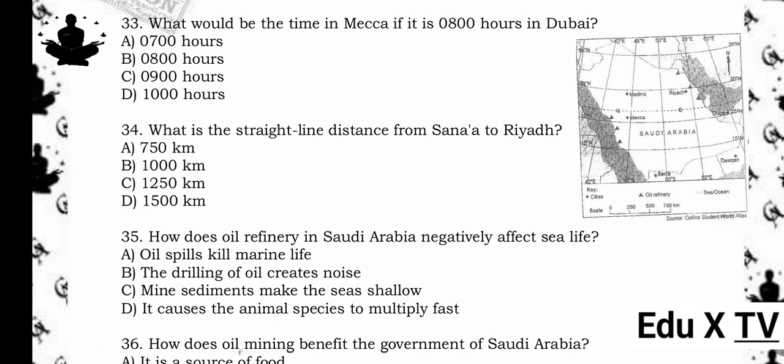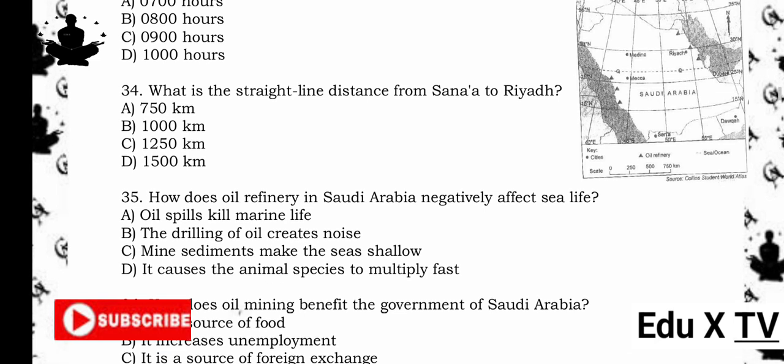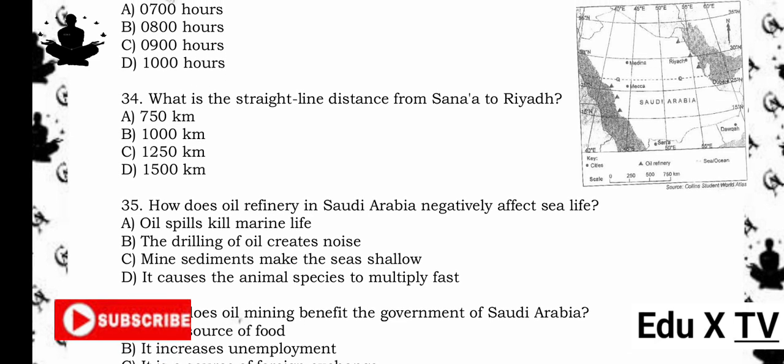35. How does oil refinery in Saudi Arabia negatively affect sea life? A. Oil spills kill marine life. B. The drilling of oil creates noise. C. Mine sediments make the seas shallow. D. It causes the animal species to multiply fast. The answer is A. Oil spills kill marine life. Reason being, oil spills are a common threat to marine ecosystems.